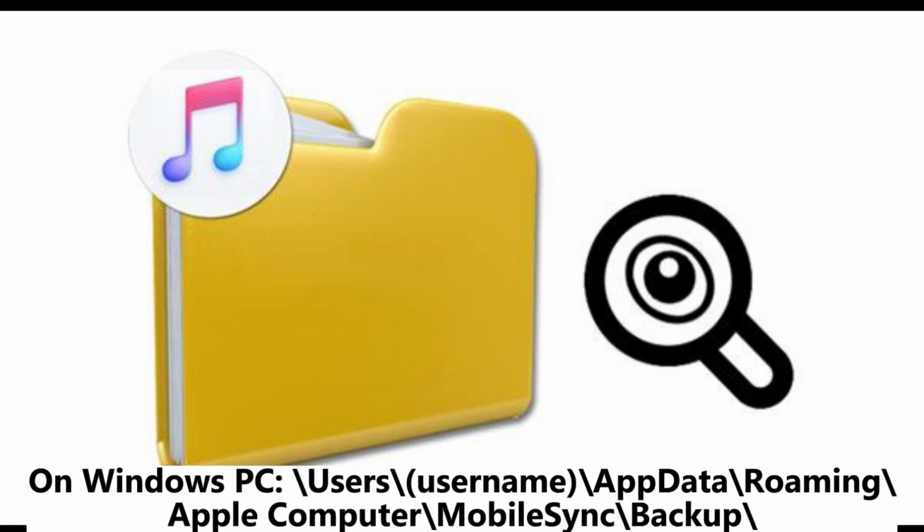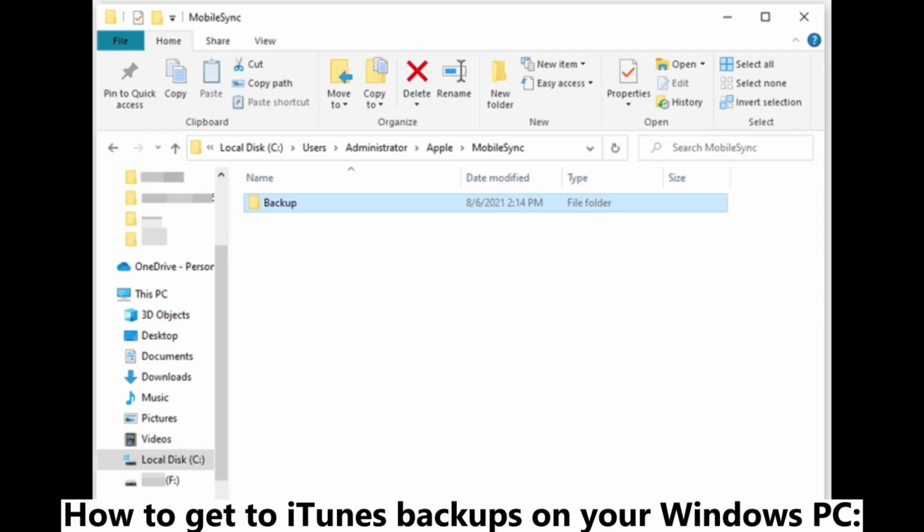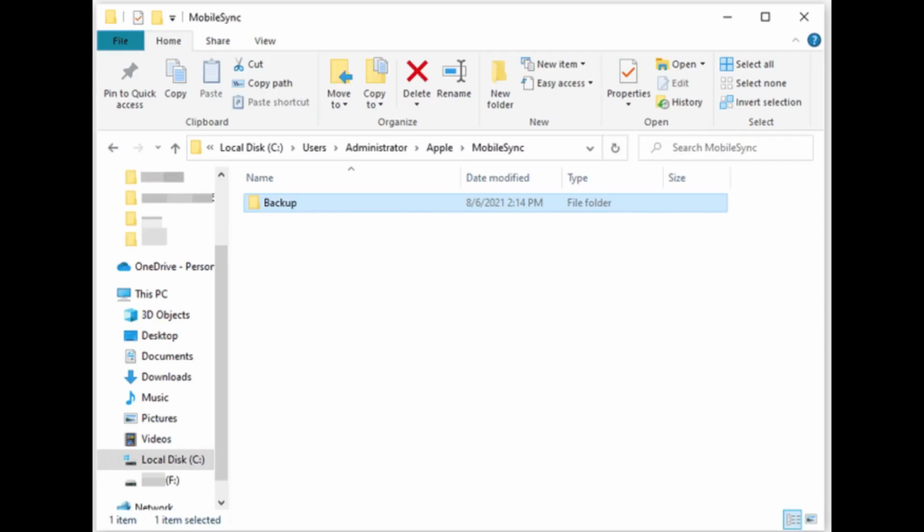On Windows PC: Users, username, AppData, Roaming, Apple Computer, MobileSync, Backup. On Mac: Library, Application Support, MobileSync, Backup. How to get to iTunes backups on your Windows PC.